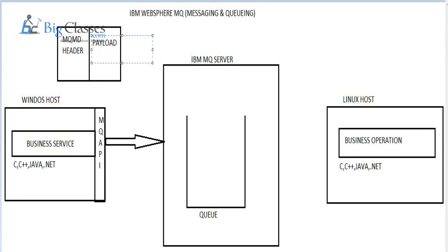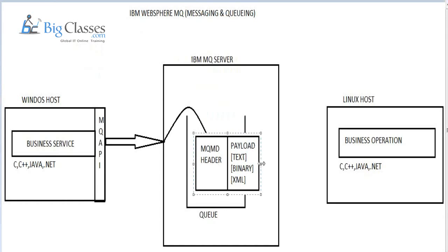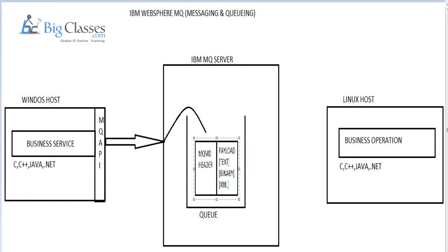In the message body, the application can define text data, binary data, XML data, non-XML data. Any type of data the application can define in the message body. This is how a business service or an application defines its data as a message, and it puts that message in the object queue to exchange with the destination application. Here put is nothing but write.